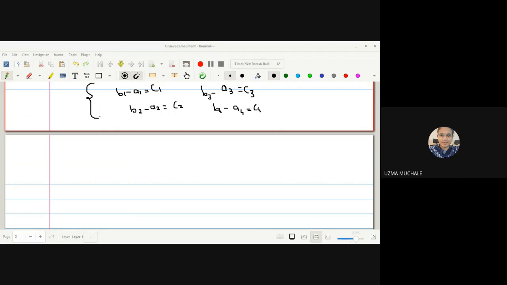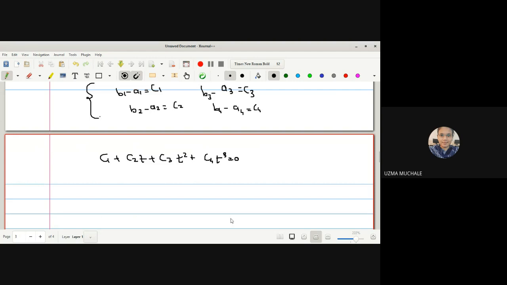So let me write these equations. It will be of the form C1 plus C2 t plus C3 t square plus C4 t cube equal to 0. The first equation. The next equation: C2 plus 2C3 t plus 3C4 t square equal to 0. Then 2C3 plus 6C4 t.